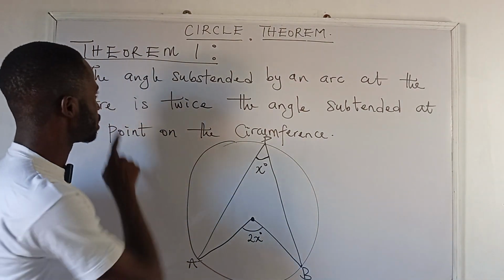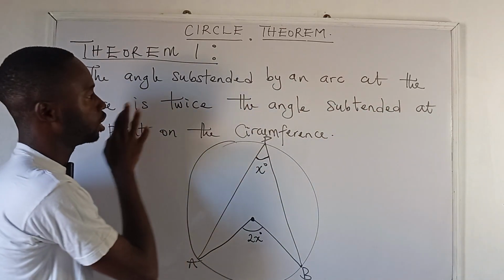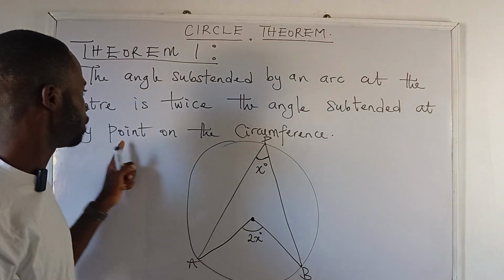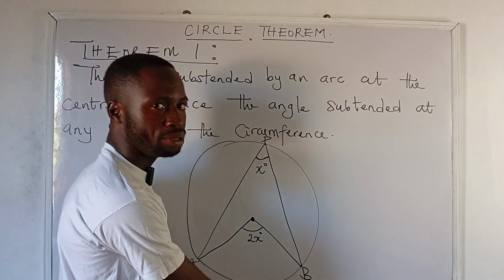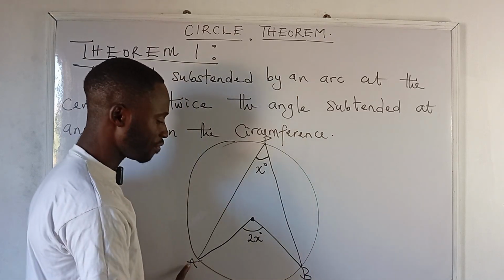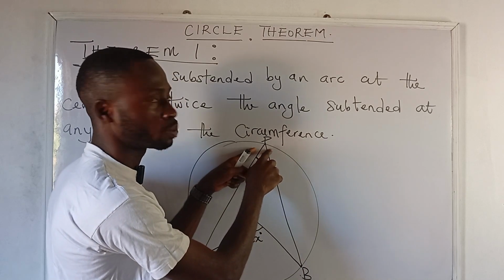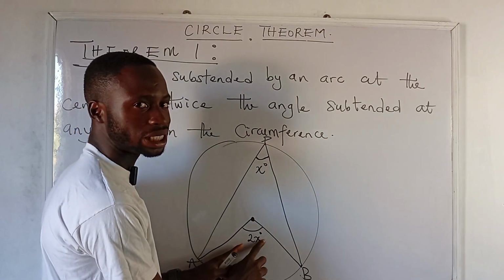Theorem 1 states that the angle subtended by an arc at the center is twice the angle subtended at any point on the circumference. Now we have arc AB, this is an arc. Arc AB subtends an angle at the circumference, which is point P. Then that same arc subtends another angle at the center.